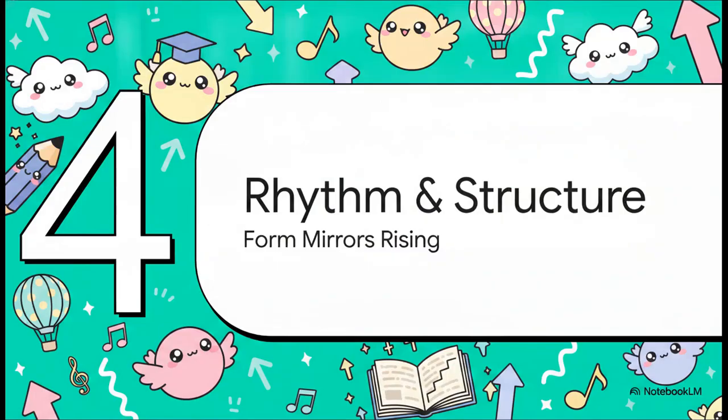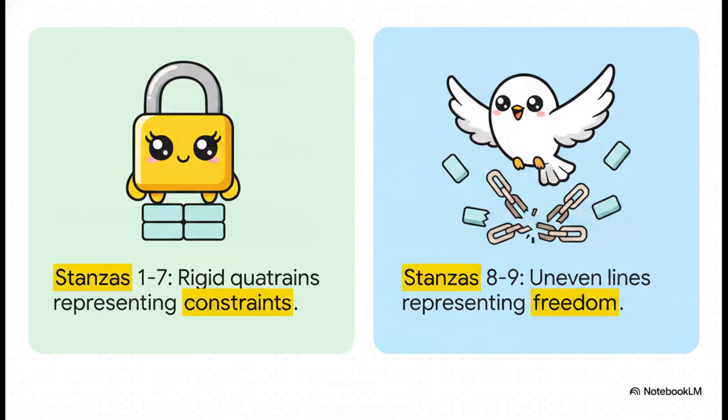Okay, let's keep the momentum going with Module 4, Rhythm, Structure, and Language. So a really critical point for your exams is the graphological analysis, meaning the actual visual shape of the poem on the page.